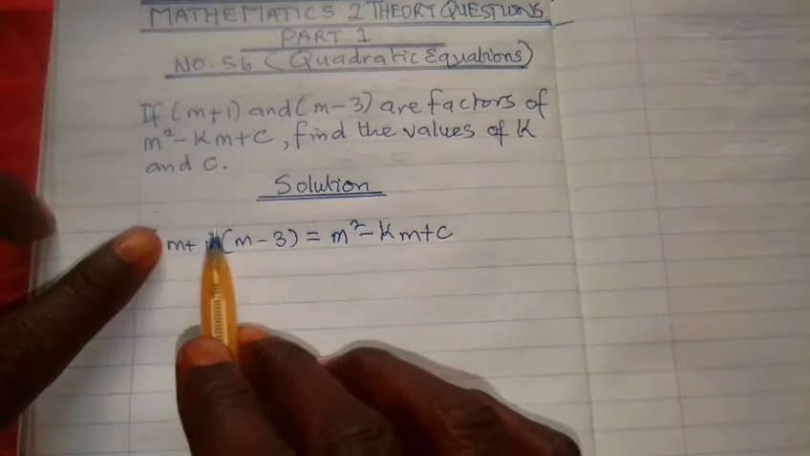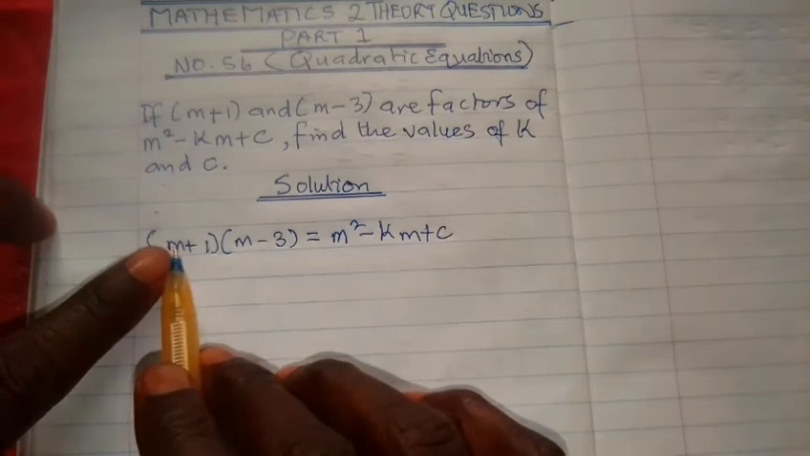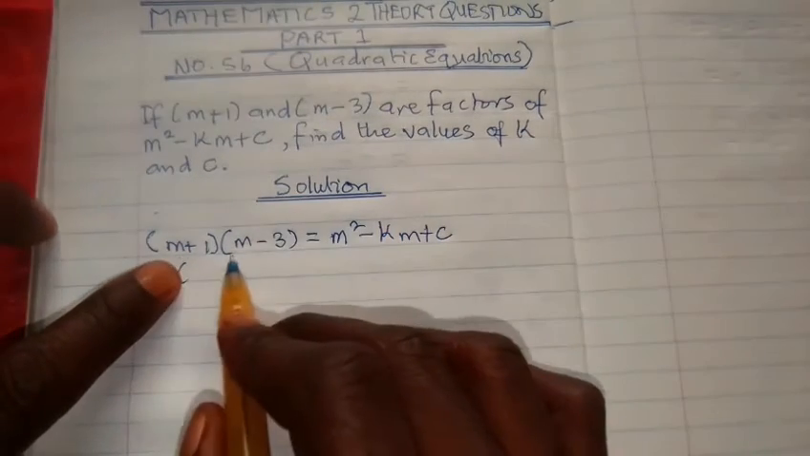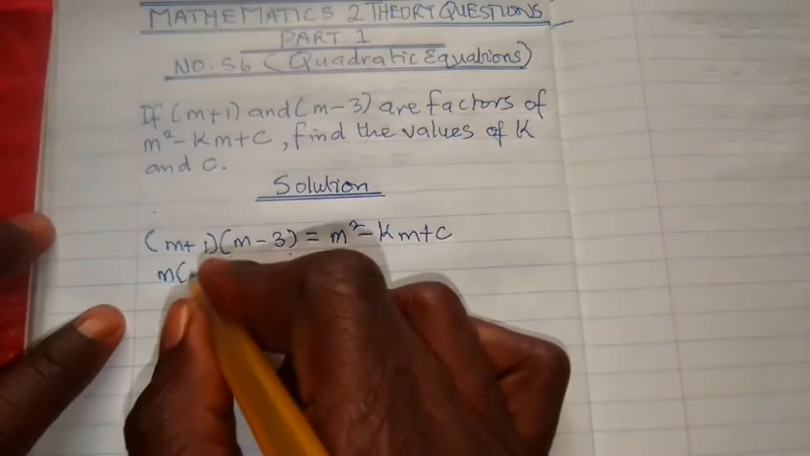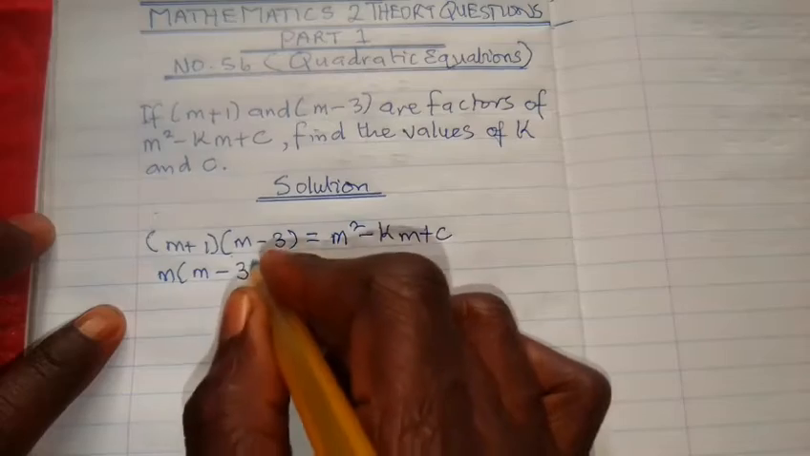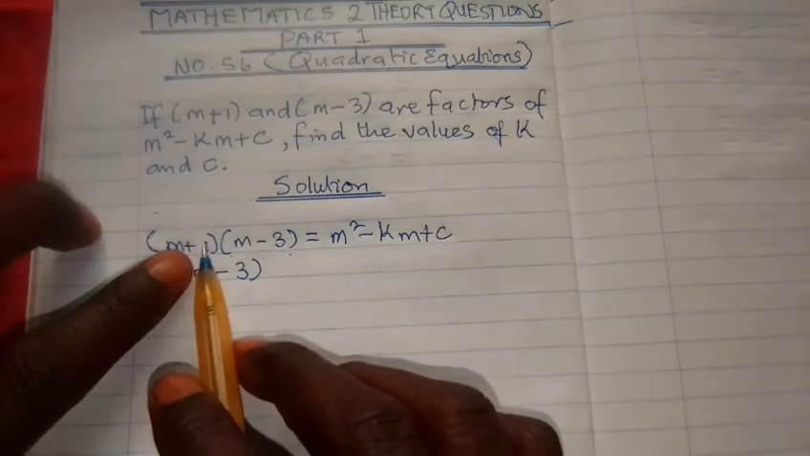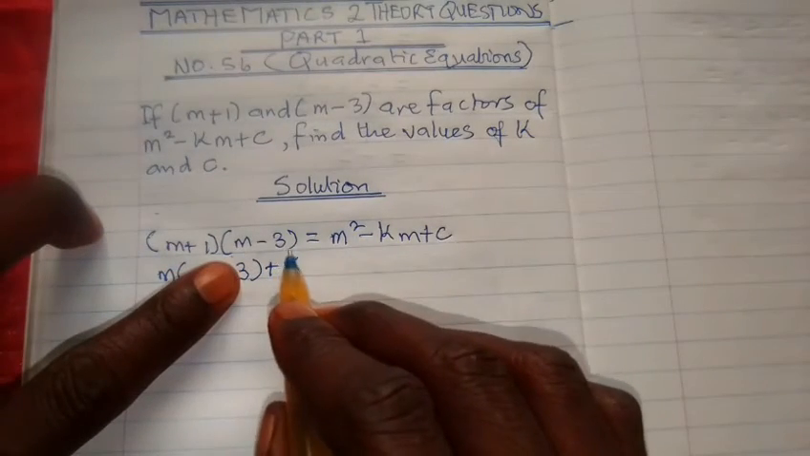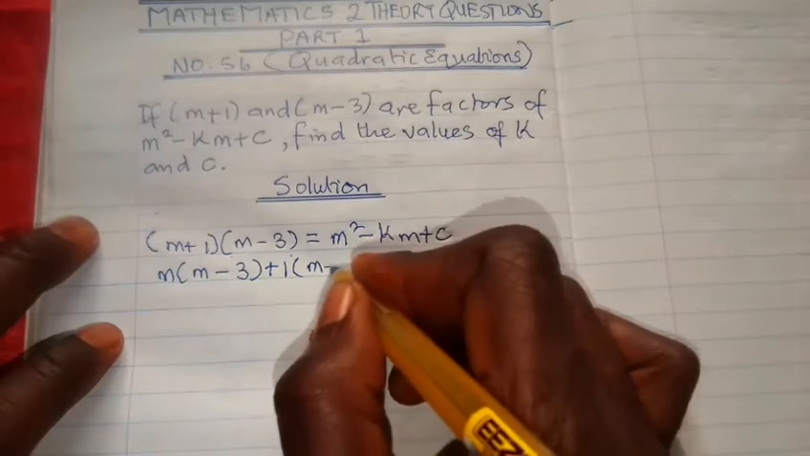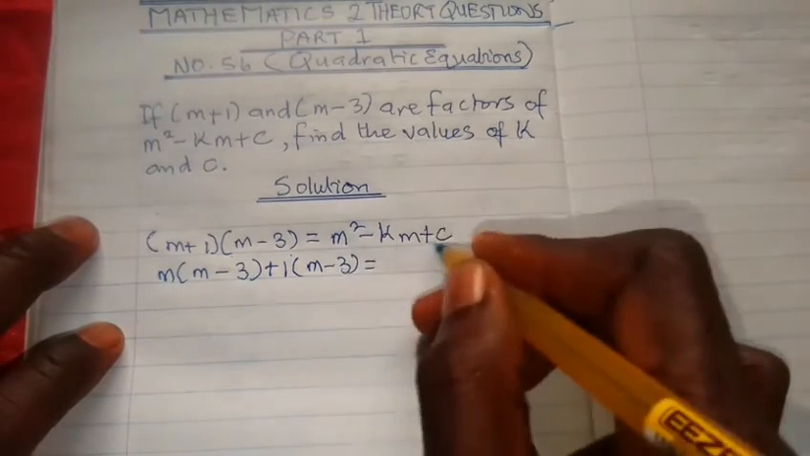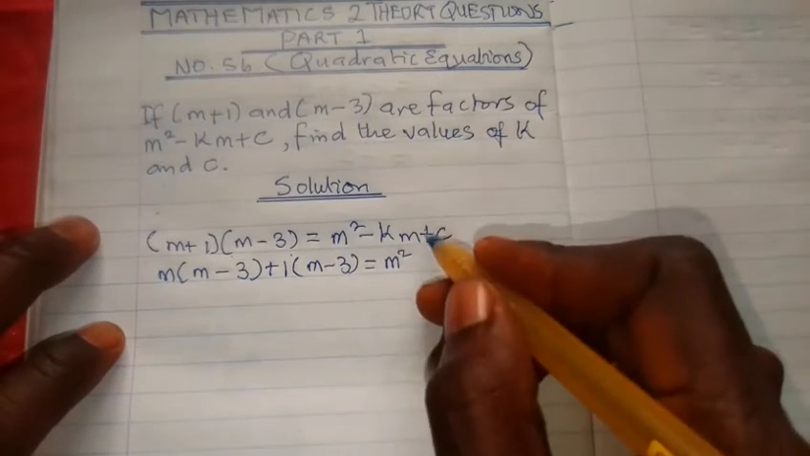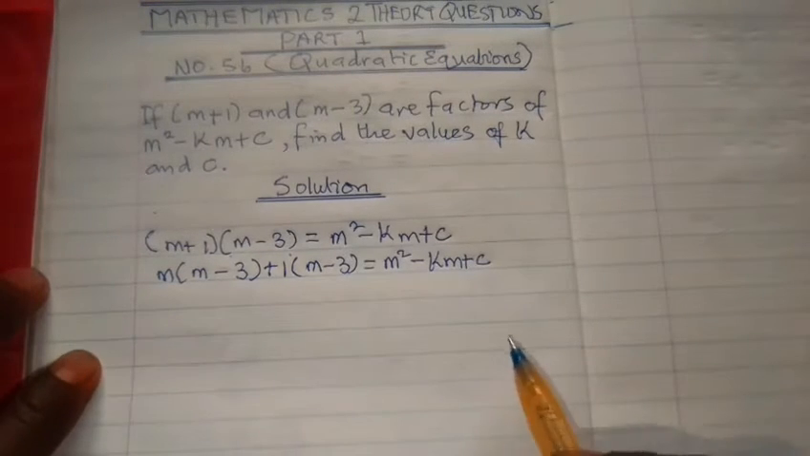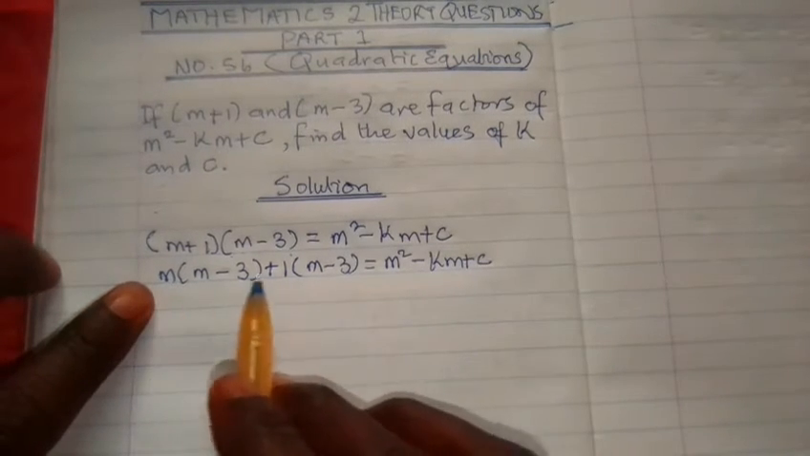The first thing we do is to come to the content of the first bracket. We pick our m, this m that is here, write it out, m. And then we use it to multiply everything in the second bracket, which is m minus 3. Then we come to the next content of the bracket, plus 1. We write it out here, plus 1, and use it to multiply everything in the second bracket again, which is m minus 3. And then we equate it to all the values you see on the right hand side, which is m squared minus km plus c.